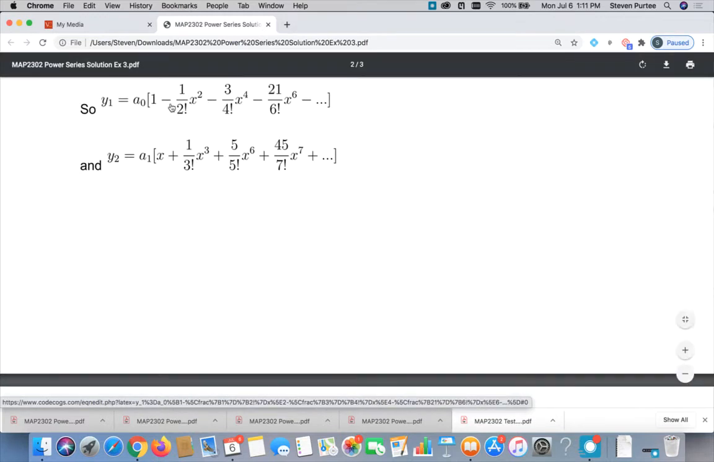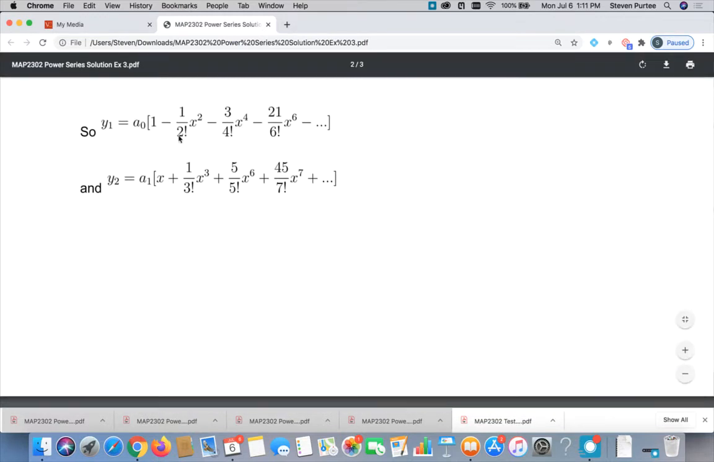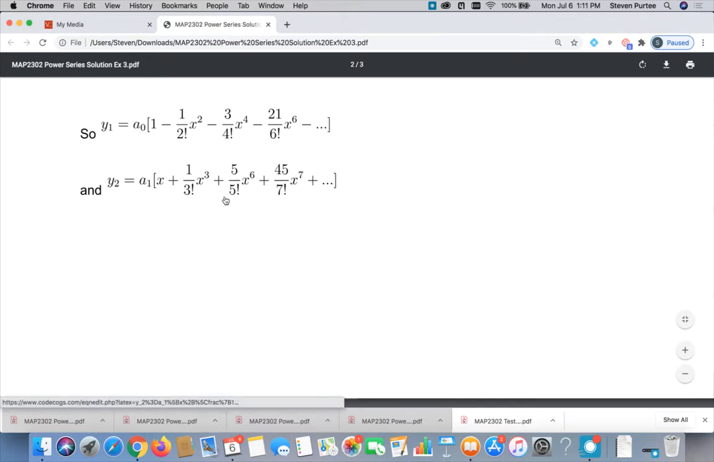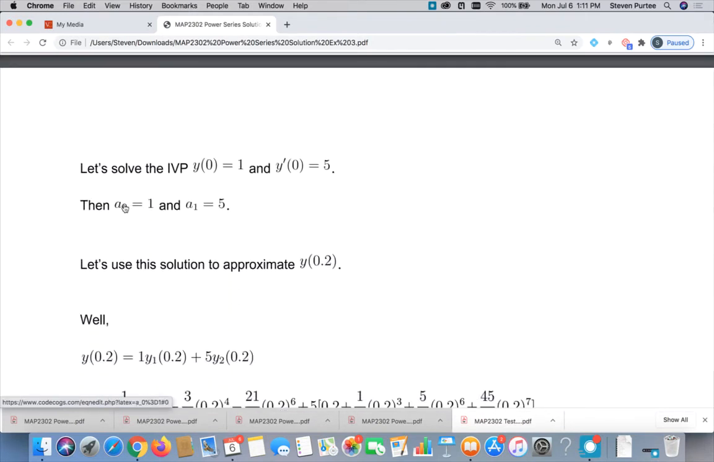Try this on your own. If you take the derivative and set it equal to 0, once I take the derivative, all of these guys are going to go to 0 when I plug in 0. Derivative of 1 is 0. Derivative of all these guys is going to have an x left over. When I plug in 0, everything here will die. Y1 prime of 0 will be 0. Y2 prime at 0 will be A1. So we get A0 was 1, A1 is 5. And that's always going to happen.